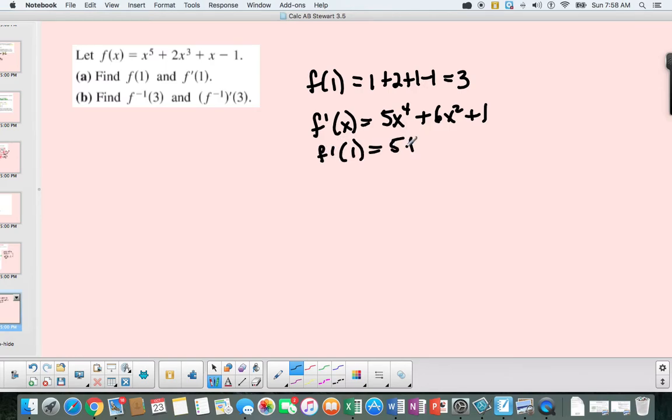This will be 5 plus 6 plus 1, which is equal to 12. Now, this is the point (1, 2), so it should be no surprise that in the inverse it is (2, 1). So in the inverse, this value right here will be equal to 1. Remember, like we had in the graph, the x's and y's are going to reverse each other. Now, the slope at 1 is 12, so it should be no surprise the slope here will be the reciprocal, which is 1/12.